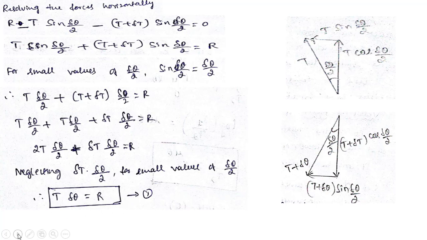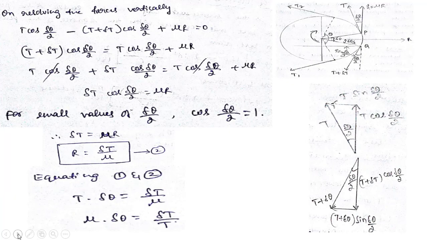Again, we will take the forces which are acting vertically, and there also you just write all the forces acting in the vertical direction, and please take care of the sign properly. Then make the positive terms go to one side, and the terms with a negative sign to the other side, so that it will become positive sign on both sides of the equal sign, that is on RHS as well as LHS. Next, you simplify this. This term on LHS will get cancelled with this term on RHS, so we will be left with this term again. For small values of this angle, we all know that cos delta theta by 2 is equal to 1. 1 multiplied by this delta T will give delta T only, equal to mu R. Then R is equal to delta T by mu. Call this equation number 2.